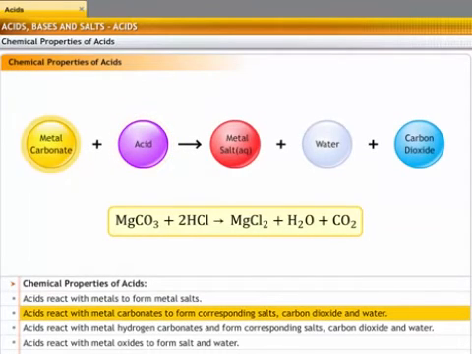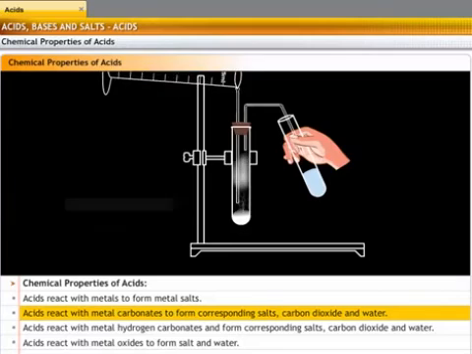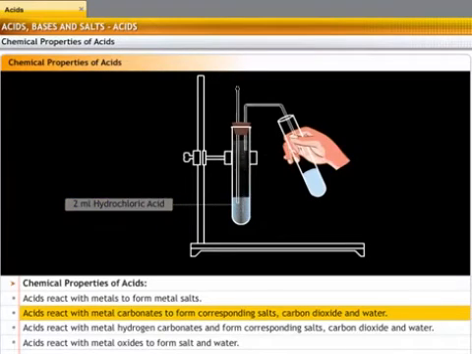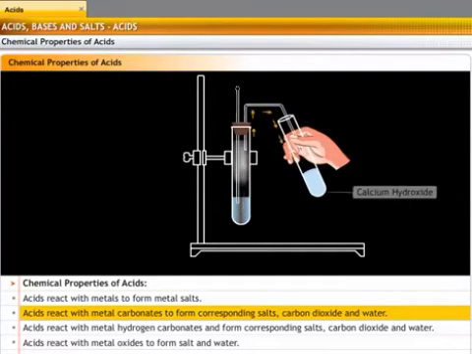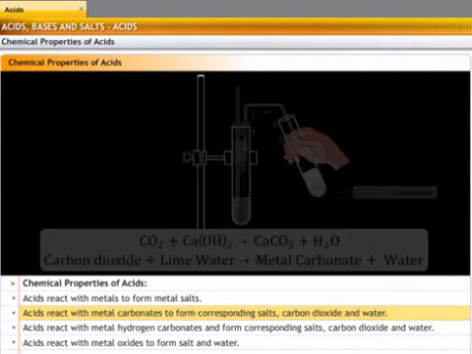Acids react with metal carbonates to form corresponding salts, carbon dioxide and water. Try this experiment. Take 1 gram of magnesium carbonate. Now pour 2 ml of hydrochloric acid into the test tube. You will observe that a gas evolves. Pass this gas through freshly prepared calcium hydroxide solution, also known as lime water. Lime water turns milky, proving that the gas is carbon dioxide. The precipitate formed in this process is calcium carbonate.